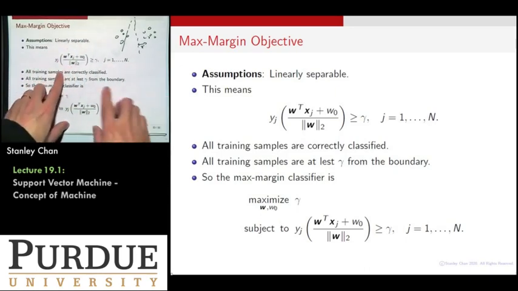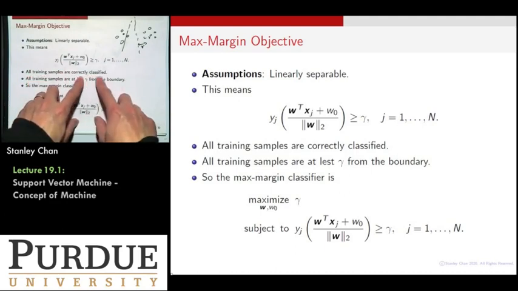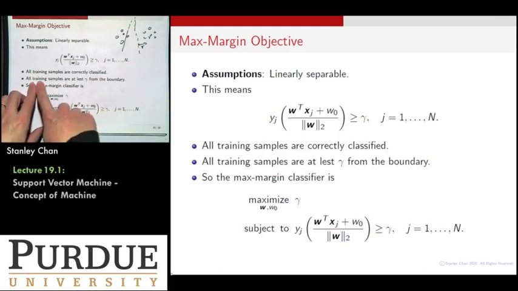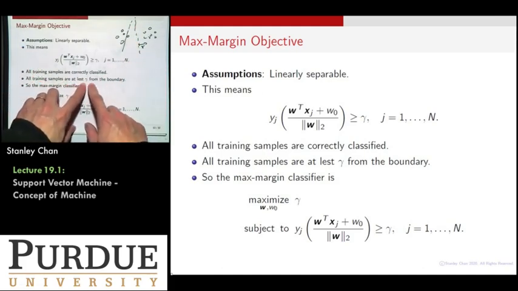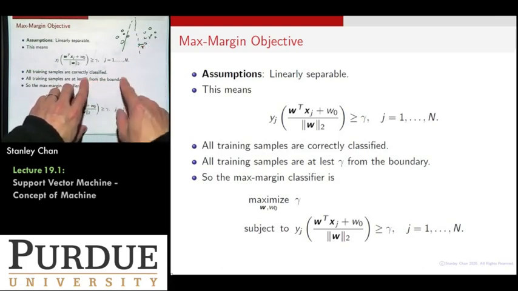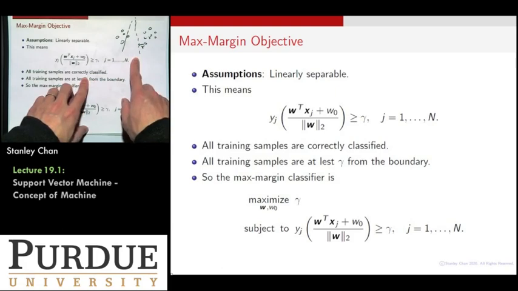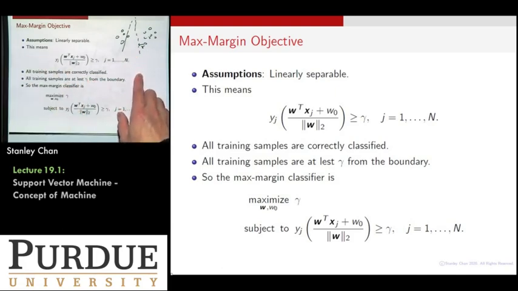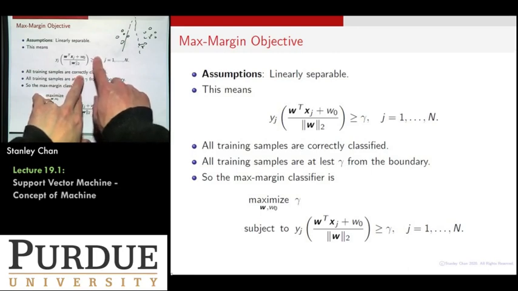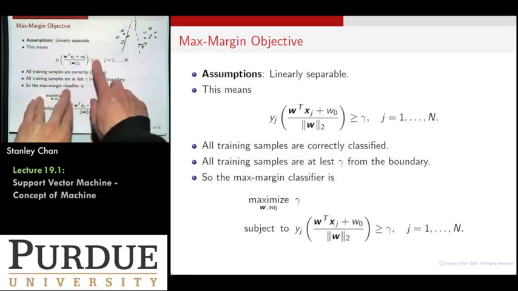Okay, so if this holds, then all the training samples are correctly classified. That means you will be able to find a separating hyperplane. And then the training samples will have at least the distance of gamma from the boundary. Okay, because every one has to be bigger than gamma, and so you should be able to come up with the smallest gamma that is positive.